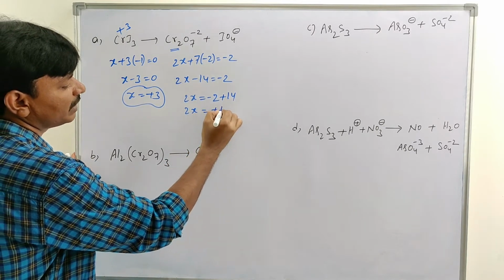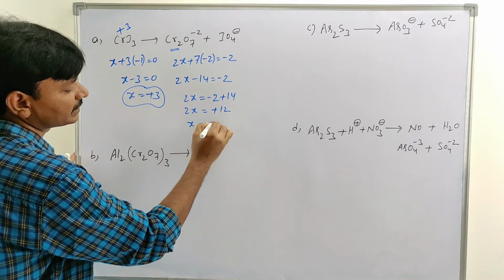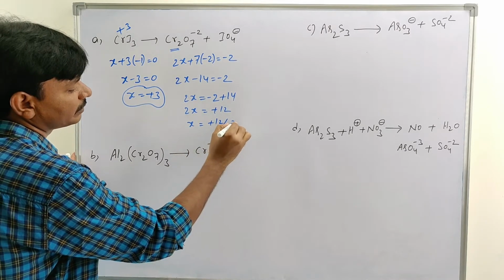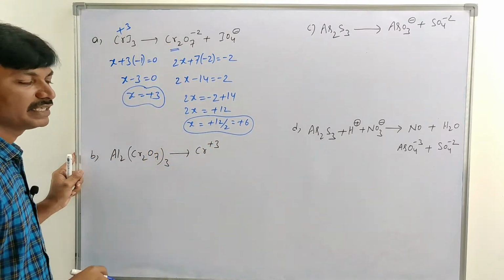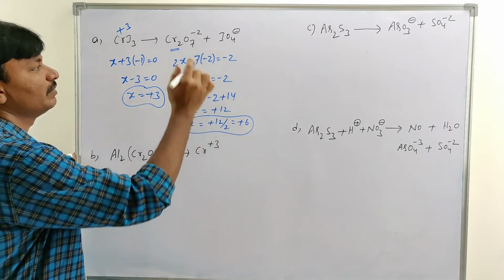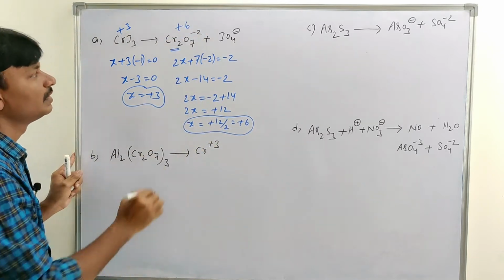2x equal to plus 12. Then x equal to plus 12 by 2. That is plus 6. In Cr2O7 minus 2, chromium oxidation number will be plus 6. Okay, clear?